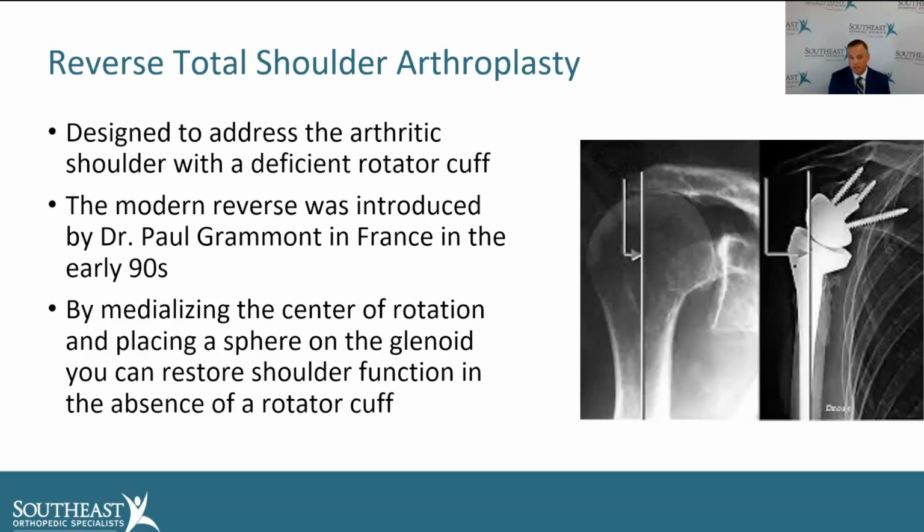So Dr. Paul Grammont in France in the early 90s figured out that by medializing the center of rotation and placing a ball on the glenoid, creating a very constrained joint, you could allow the deltoid to elevate the shoulder in the absence of a rotator cuff.